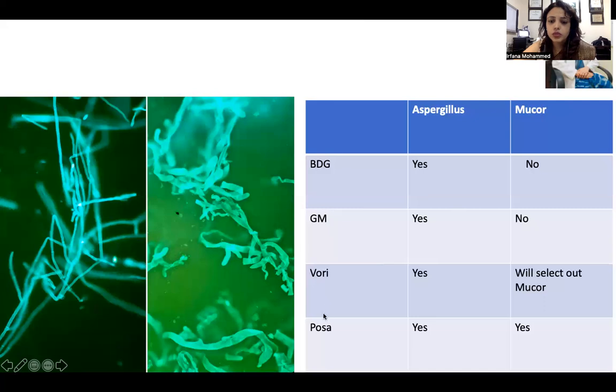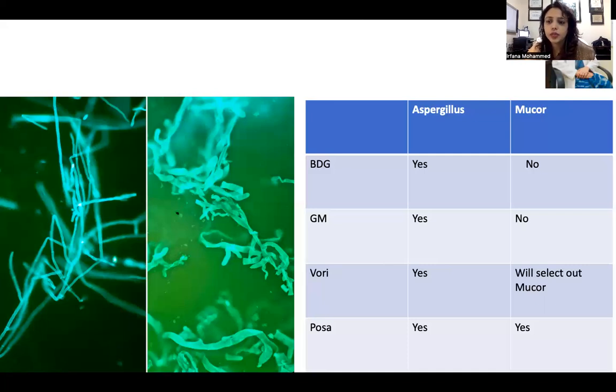So voriconazole and posaconazole. If any patient is having fungal infection, your HRCT is showing fungal nodules, ground glass opacities, halo signs, reverse halos, all these things, but you don't have these fungal markers, then the issue with voriconazole is that it will select out mucormycosis if it is there in the background. If you are giving voriconazole for a patient without knowing what kind of mold it is, if the mucor is there in the background a little bit, it will worsen with voriconazole because voriconazole will select out mucormycosis.